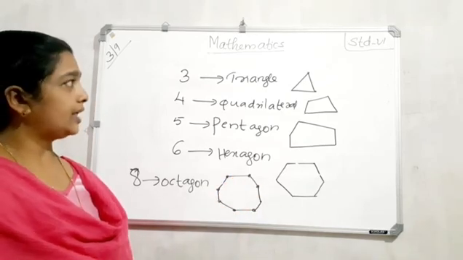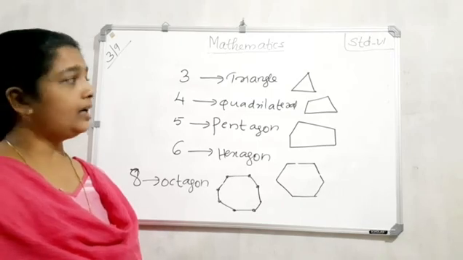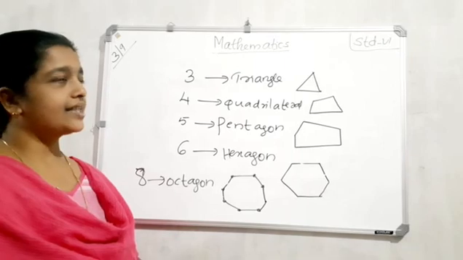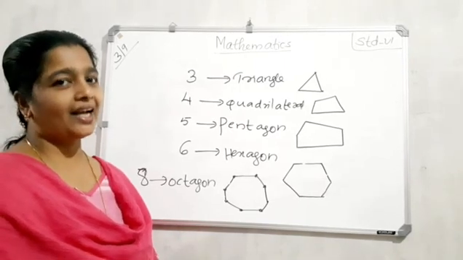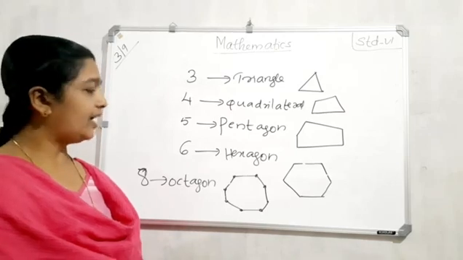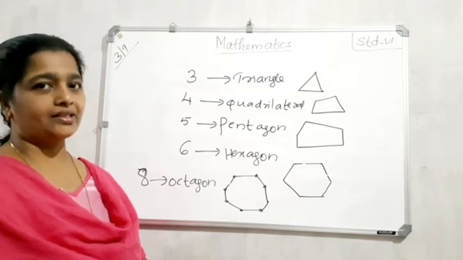Say: three-sided polygon, triangle. Four-sided polygon is known as quadrilateral. Five-sided polygon is known as pentagon. Six-sided polygon is known as hexagon. And eight-sided polygon is known as octagon.